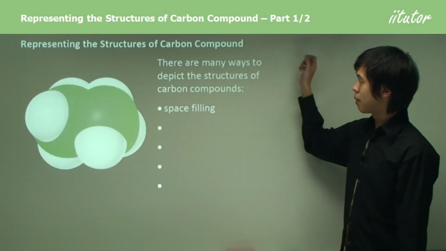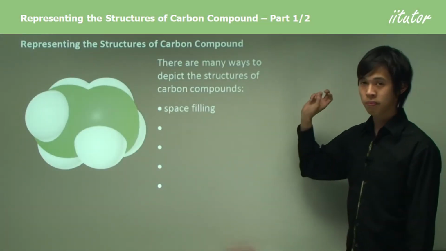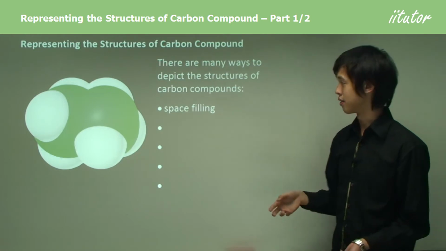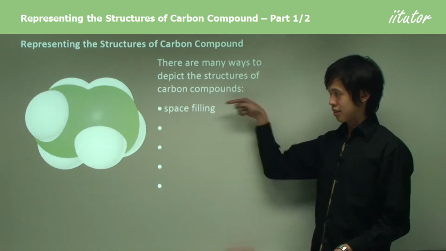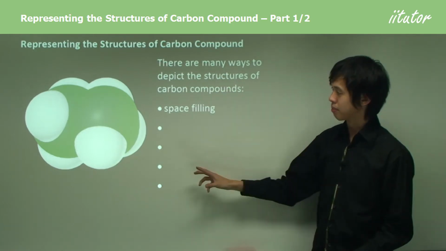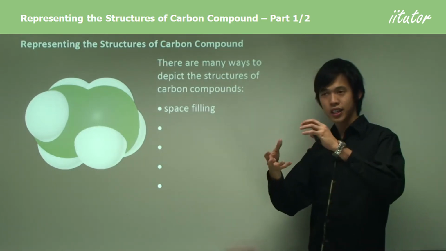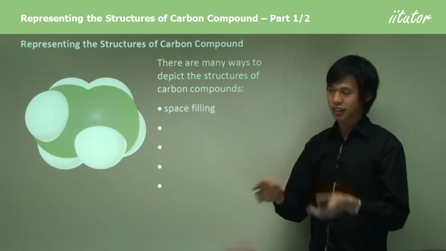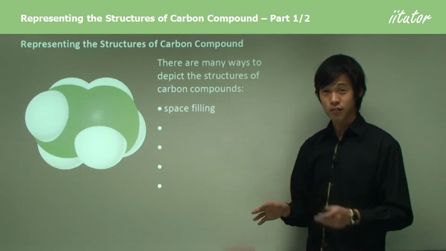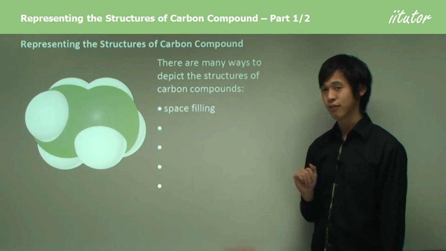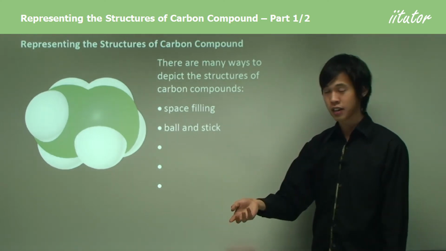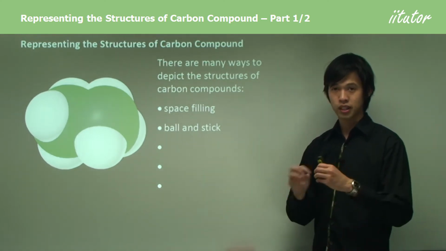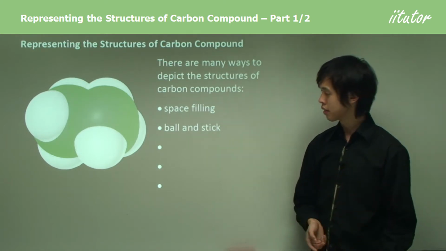So representing the carbon compound, there are many ways to do it. Of course, you see all sorts of different ways of doing it. And so the main ways are the space filling model, which is there on the left. It sort of feels like the balls just merge together, forming weird hemisphere shapes. And that's the space filling one. The ball and stick model, which is what I showed you just then, is just balls and sticks representing bonds.